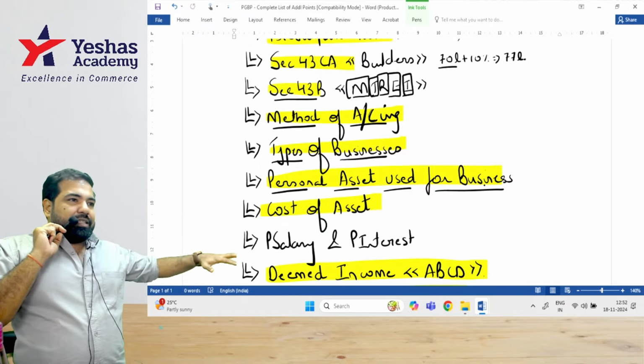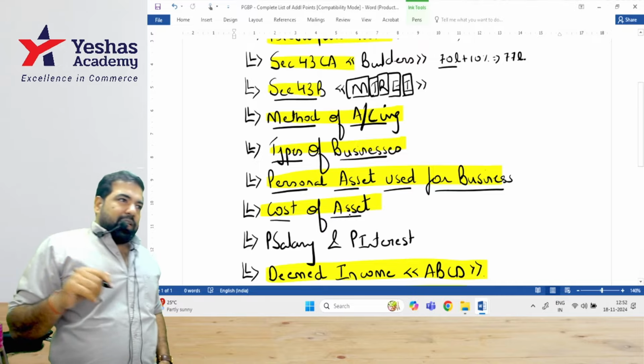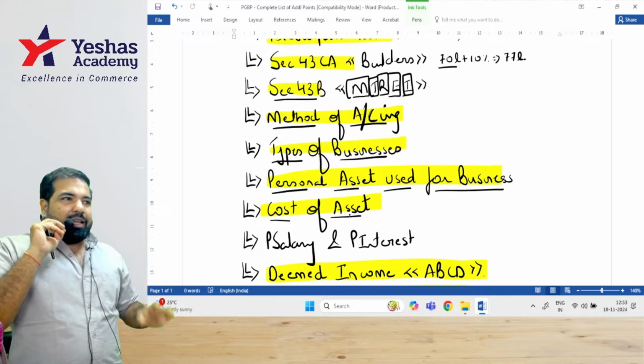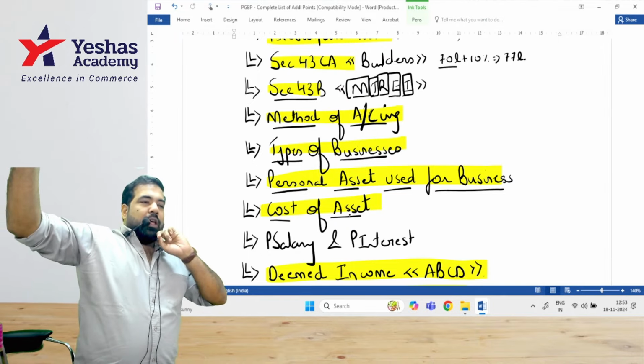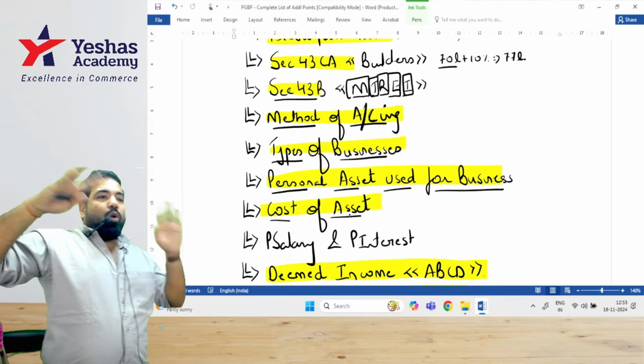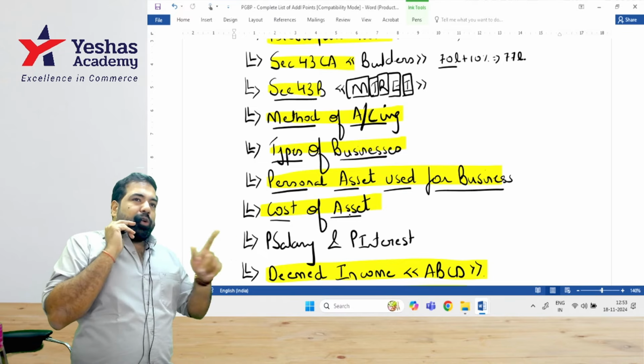Next, cost of the asset. Guys, I'm buying a big asset for my factory. What is the cost of the asset? All the cost till the asset is put to use. Example, can I take the original cost? Import duty, transport charge, installation, training, all the cost till the asset is put to use.